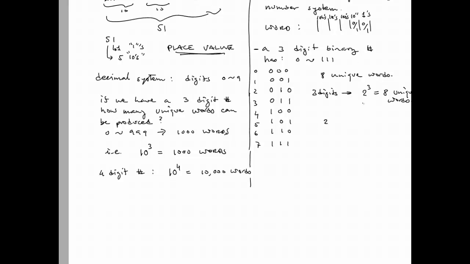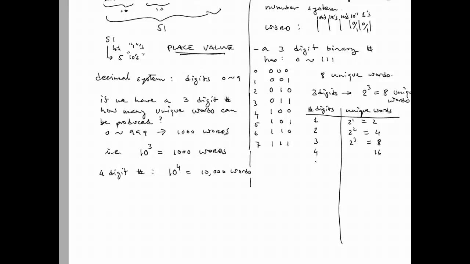If we had 1 digit, let's say number of digits, and then unique words. Make a little table here. So 1 digit, it's going to be 2 to the 1. So 2 unique words, 0 or 1. 2 digits, 2 squared, that'll be 4. 3 digits, 8. 4 will be 16.